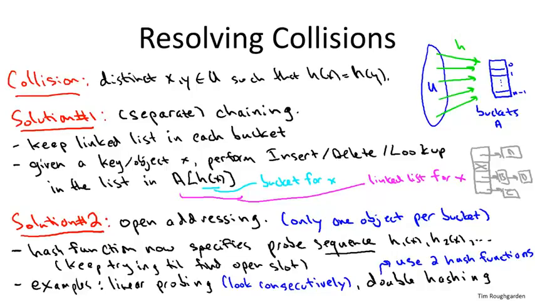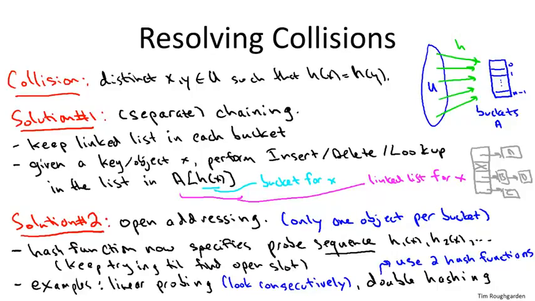All right, so we've covered the two most prevalent ways of handling collisions, and we argued that collisions are inevitable. No matter how you design your hash function, you're stuck with collisions, and you can do chaining, a linked list per bucket, or you can do open addressing, where you actually have a probe sequence, an order in which you look at buckets until you find an empty one.